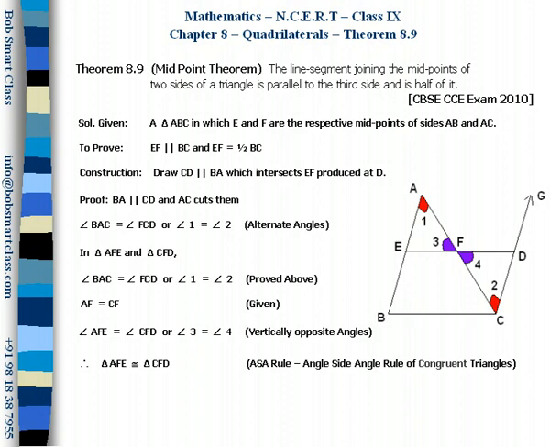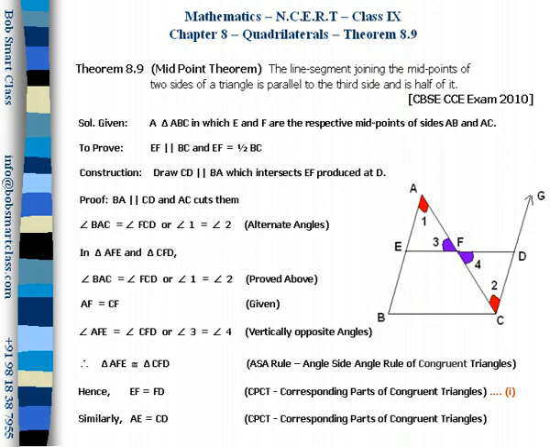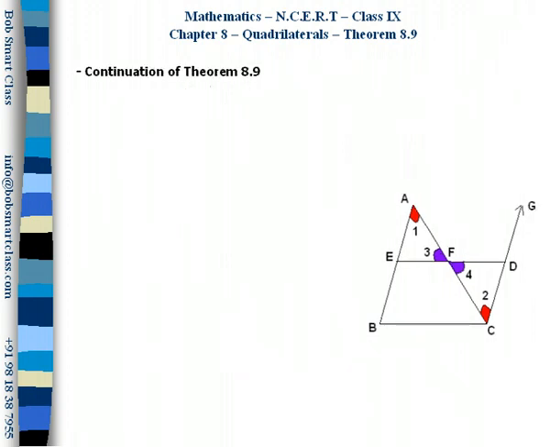Hence, if these two triangles are congruent, then their corresponding parts are equal. Therefore, EF equals FD. Similarly, AE equals CD, which are also corresponding parts of congruent triangles. But AE is equal to EB, as E is the midpoint of AB, which is given in this theorem. Therefore, CD equals EB, and also BE is parallel to CD.